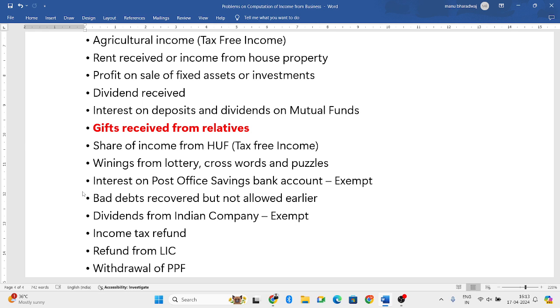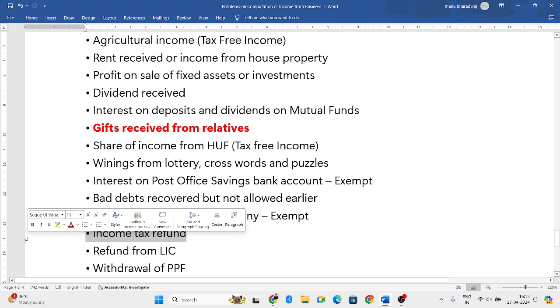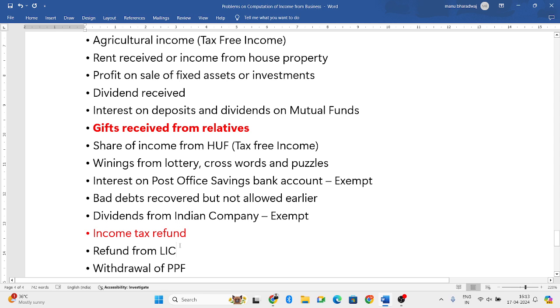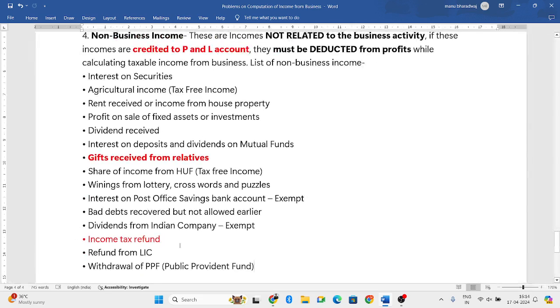Income tax refund. Income tax we are not considering as expense. Similarly, any refund is also not related to business. We treat it as a refund from LIC; it is related to the individual, not to the business. Withdrawal of PPF. PPF is Public Provident Fund. If any amount you have withdrawn, that amount is also considered as non-business income.